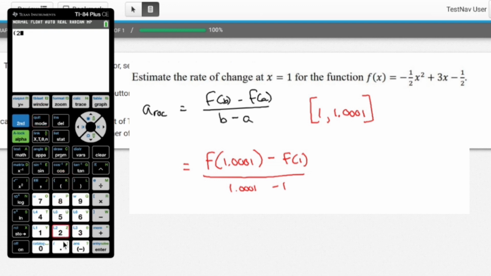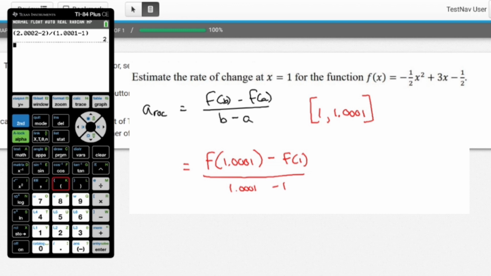which was 2.0002 minus f of 1, which is 2, all of which divided by 1.0001. So let's throw that into parentheses. 1.0001 minus 1, close parentheses on that, and we get 2.